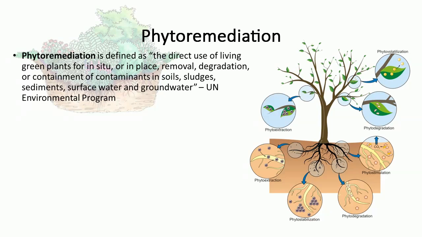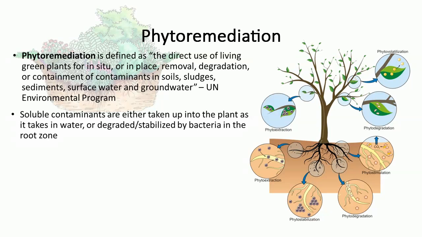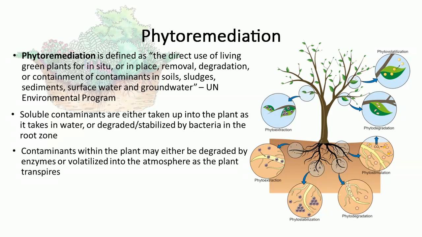The United Nations Environmental Program defines phytoremediation as the direct use of living green plants for in-place removal, degradation, or containment of contaminants in soils, sludges, sediments, surface water, and groundwater. In a typical phytoremediation scenario, soluble contaminants are taken in by the plant or degraded in the root zone. Contaminants which are taken in may be degraded at the surface of the plant or volatilized into the atmosphere as a gas alongside transpiration processes.